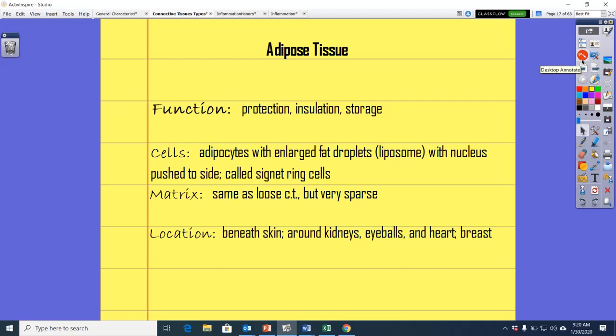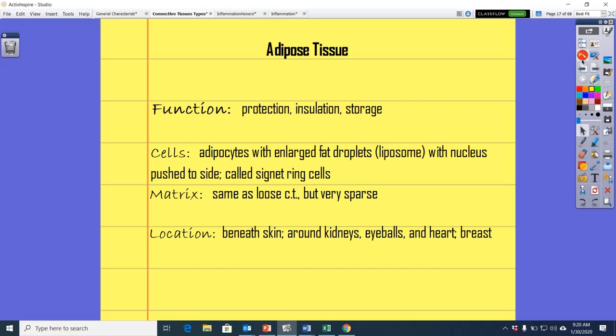Okay, the function of adipose tissue is protection. It will protect organs. Sometimes you have a little fat capsule around organs to give it a little bit extra cushion and insulation. It is also used for insulation to help keep us warm, and then storage for lipids. So if we have excess lipids, we can store it up in the fat tissue. If we need lipids, then we can go to that fat tissue and burn it to make ATP.